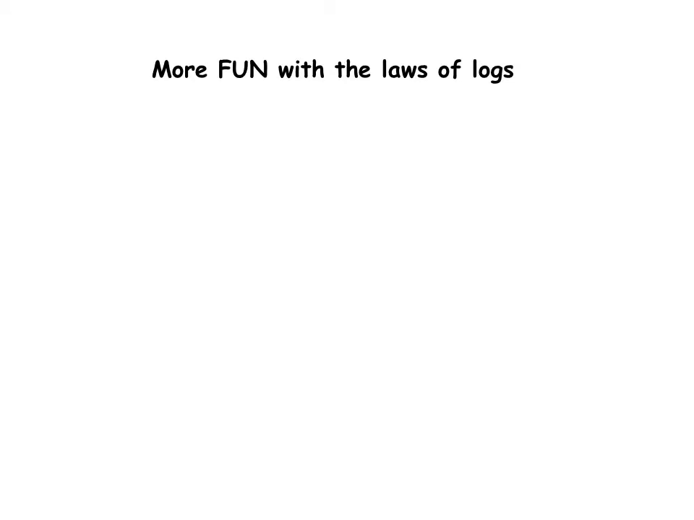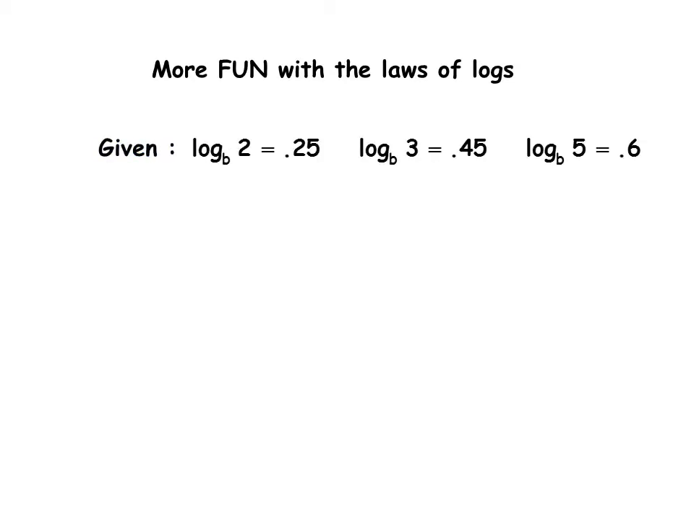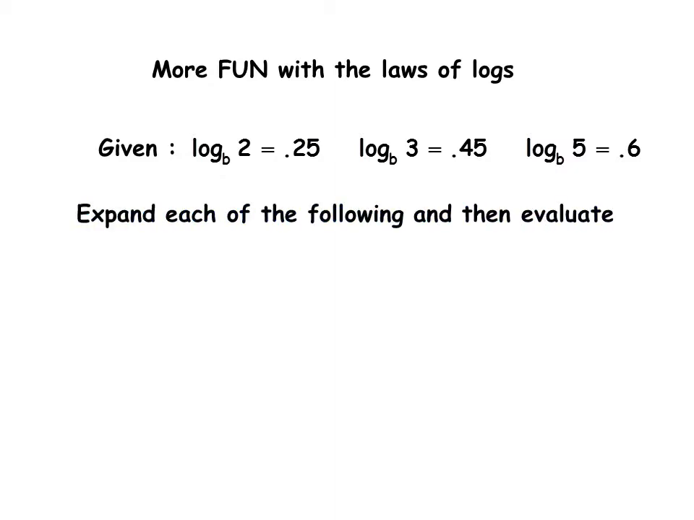All right, we're going to use these laws of logs to help us simplify logs based on some given amounts. So this particular log base b of 2 is given to be 0.25. Log b of 3 is given to be 0.45, and log b of 5 is given to be 0.6. That's given. So what we're going to do is expand these logs and then evaluate them.